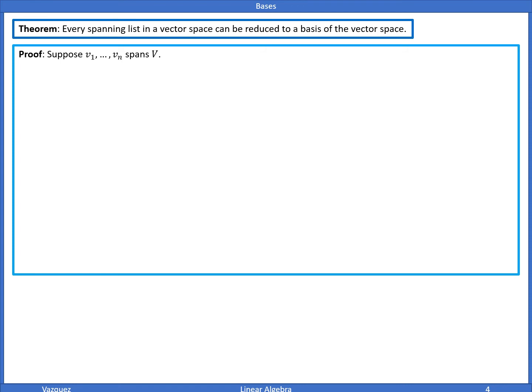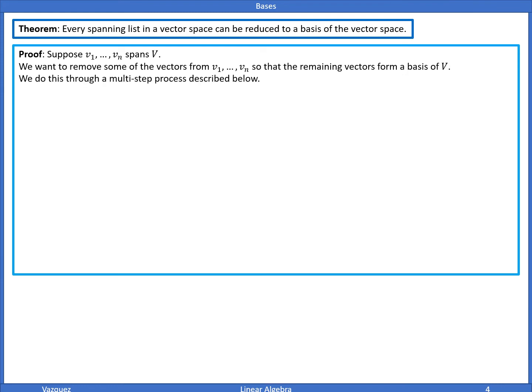But first, we're going to suppose V1 through Vn spans V. So we want to remove some of the vectors V1 through Vn so that the remaining vectors form a basis of V. We don't know which ones we're going to take out, but we can definitely take some out, if it's not really a basis. So, like I said, we're going to do a multi-step process, and this is how it's going to work. We're going to start with B equal to the list V1 to Vn. So B is just that list. That's how we're going to be referring to that list, as B.